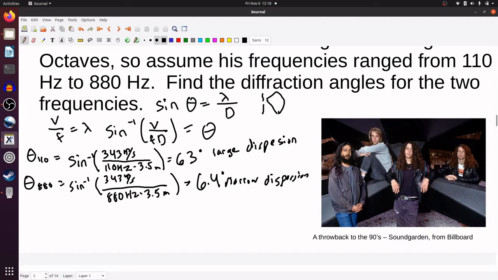Now, to deal with a narrow dispersion for high frequencies, they will often use tweeters. And you'll see tweeters, those little pieces on top of speakers. The tweeters are actually used for those high frequencies, since the dispersion is so narrow. And basically, they have a diameter that is smaller than, say, the regular speaker.